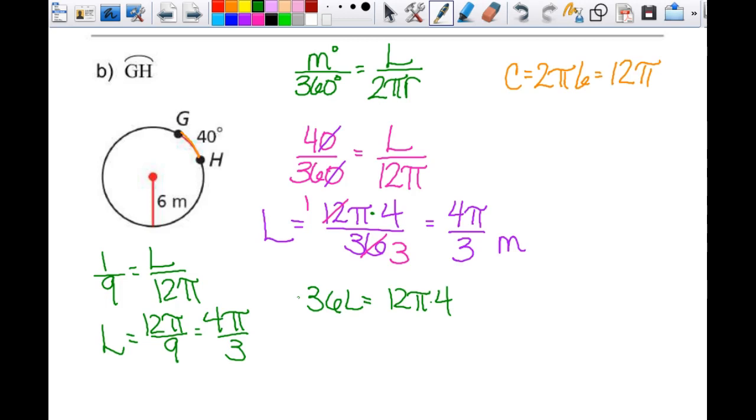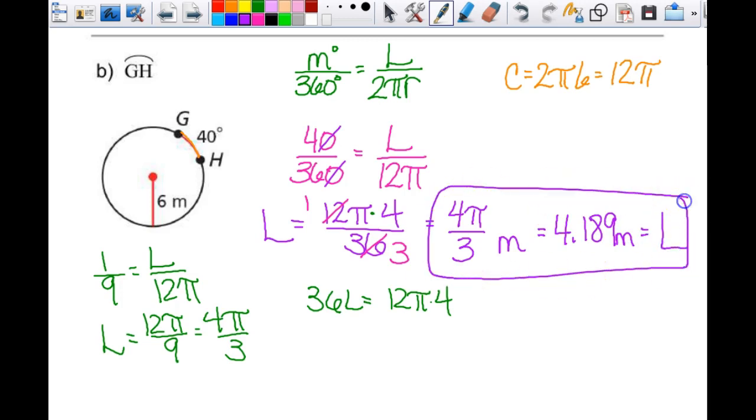Okay, anything else? All right, so then 4 pi thirds as a decimal. On your calculator, 4 times pi, the pi button, divided by 3, and you get 4.189 meters, and that is the length. So these two things are your answers.